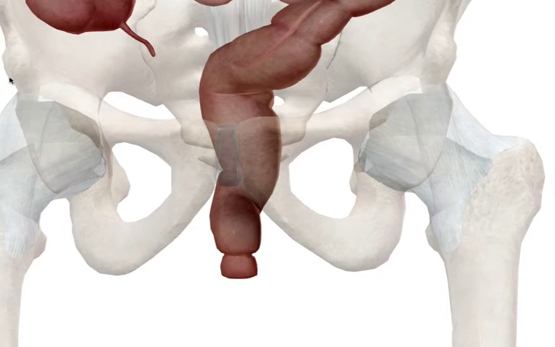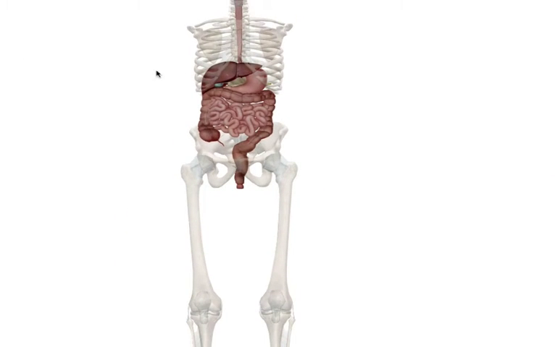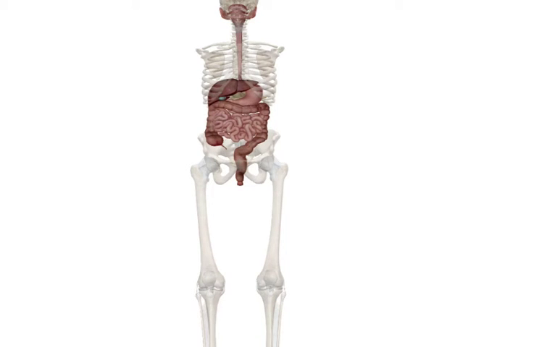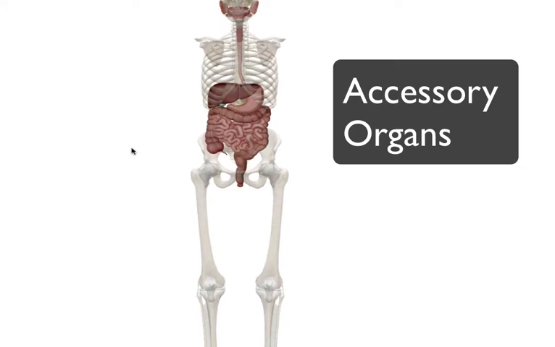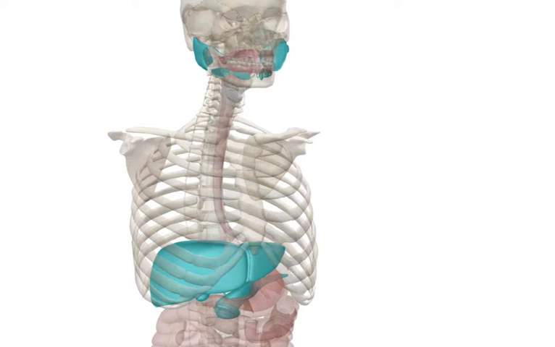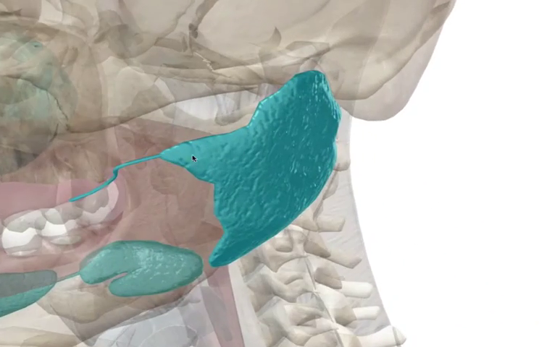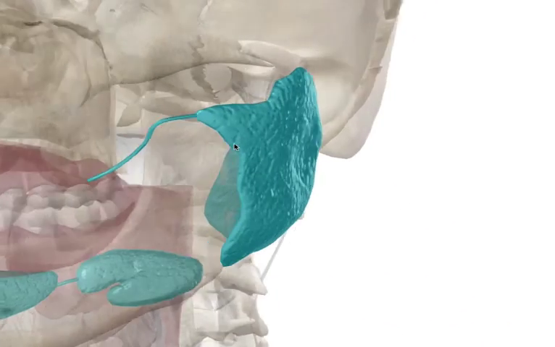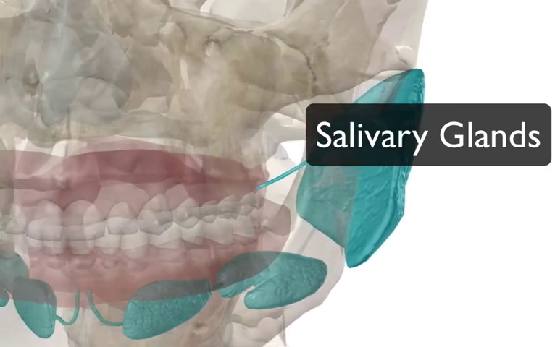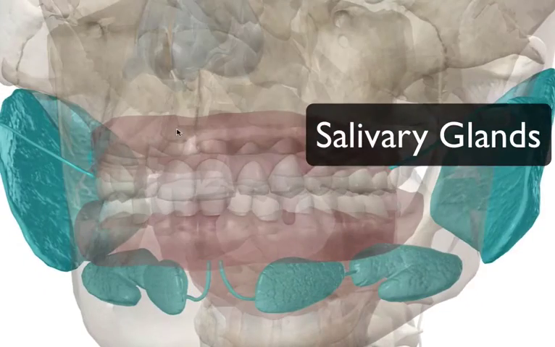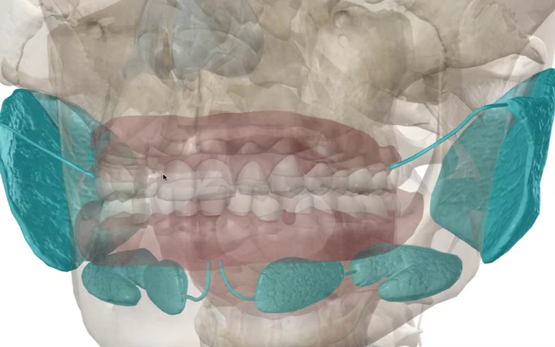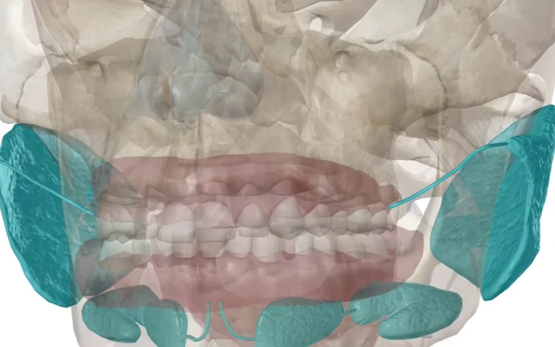Now that we've gotten a view of your digestive system, let's look at the accessory organs, the organs that aid in the digestion of food. In another video, we're going to look at each of these organs and see what specific functions they have. So let's just get familiar with their location and names. These are the salivary glands, and you have these on both sides of your jaw.